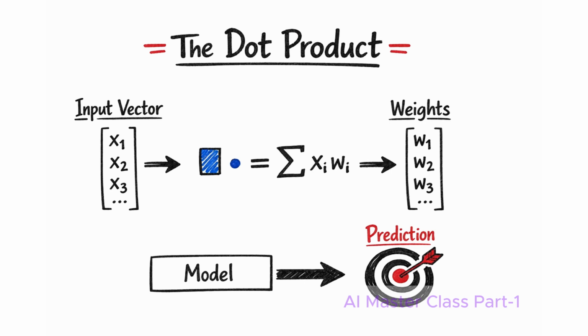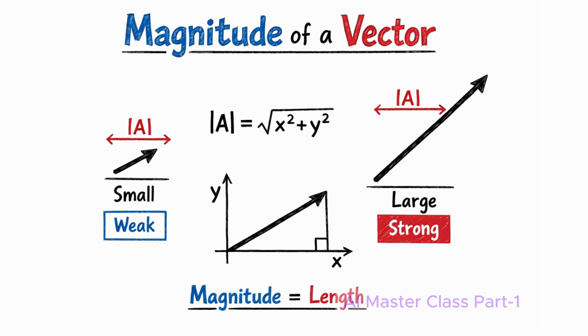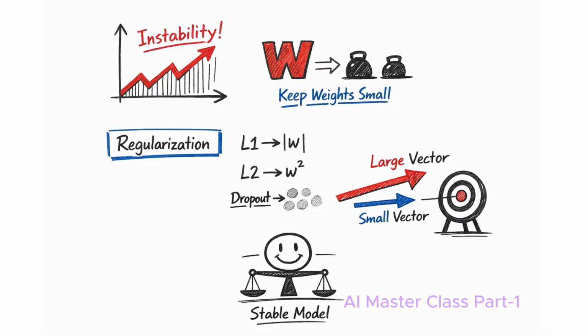Next we have the magnitude of a vector. Magnitude simply tells how big or strong a vector is. You can think of it as overall size or intensity. In machine learning, magnitude is important because very large values can cause instability. And this is why we often try to keep the weights small and controlled. We use various regularization techniques to control vector magnitudes so models don't overreact. We can say magnitude helps in keeping the model stable and well behaved.